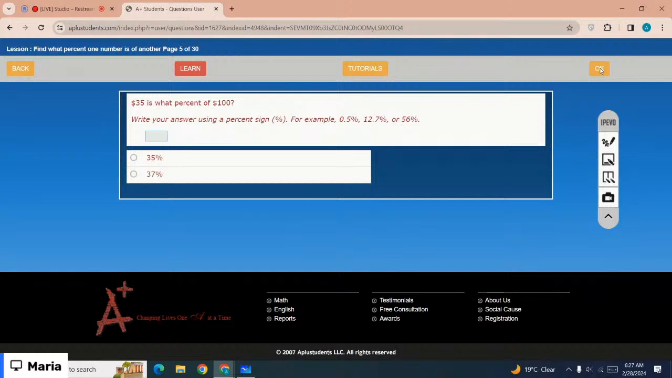35 is what percent of 100? So which is the correct option? The correct option is 35%, right? 35 is 35% of 100. The correct option is 35%. Very good.